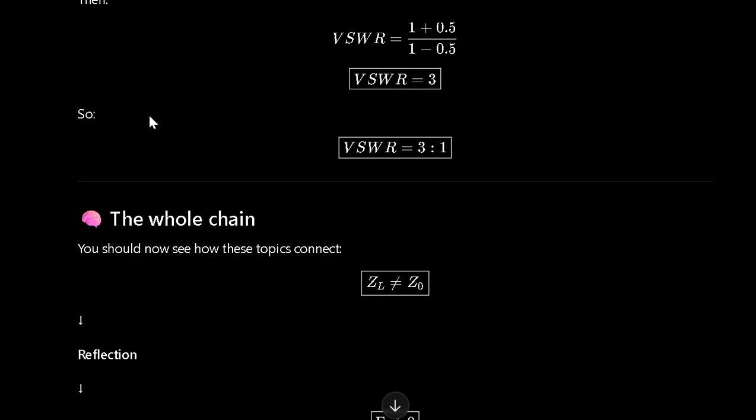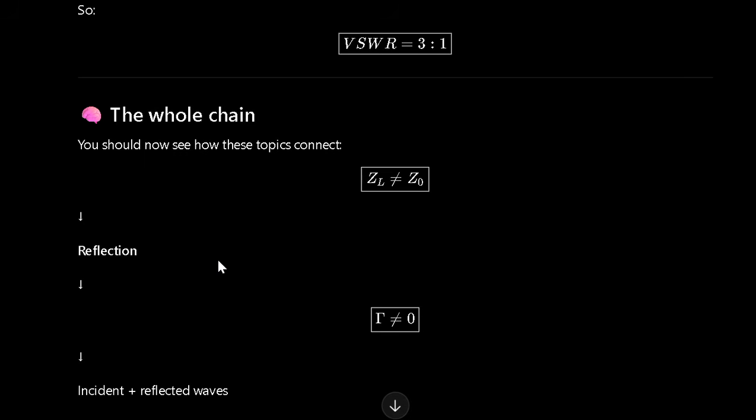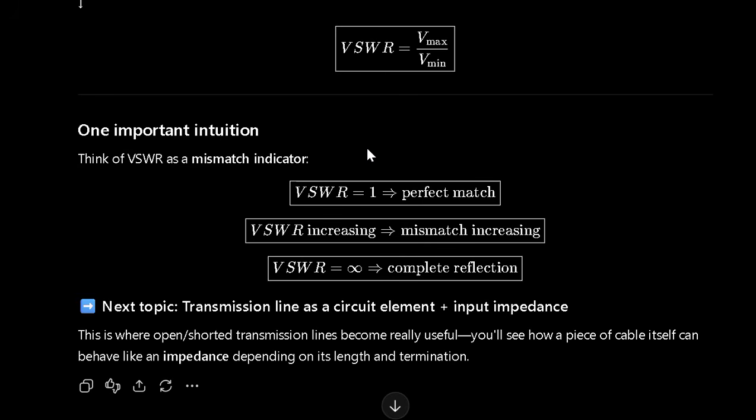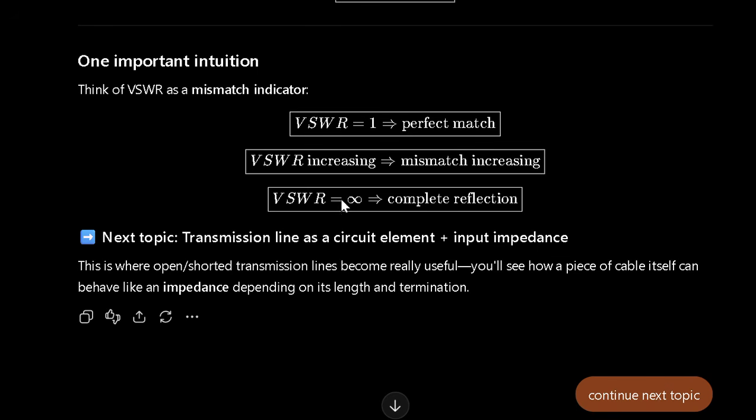This shows the mismatch. The whole chain, ZL equals Z0. So this is all you need to understand. This means complete reflection. This means mismatch increasing. This means perfect match.